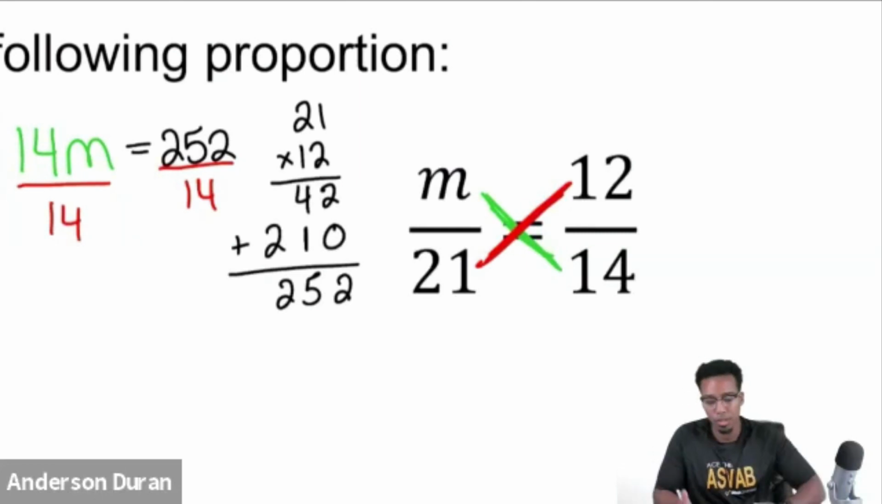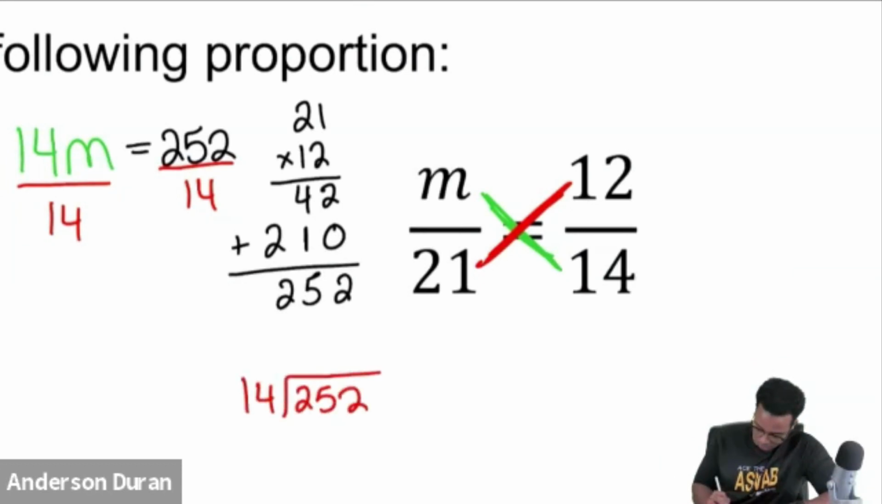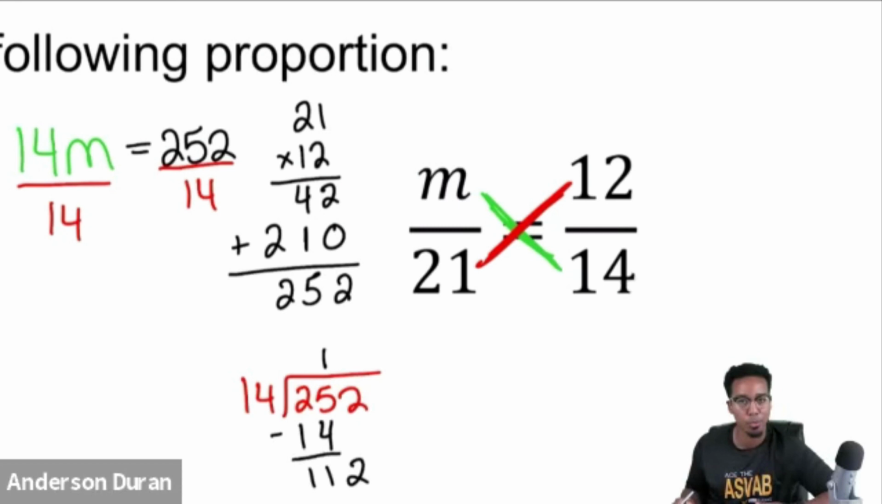Because when you divide by 14, then you've got to say, okay, 14 into 252. 14 goes into 25 one time. So you subtract 14, then you get 11. And now you're sitting here like, oh my God, I don't even know how many times 14 goes into 112.